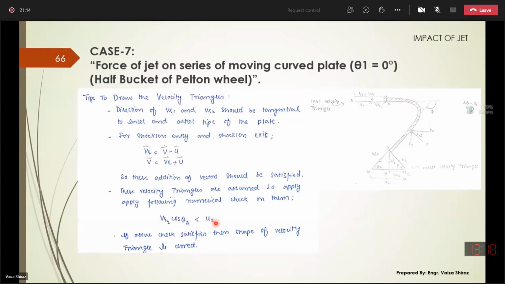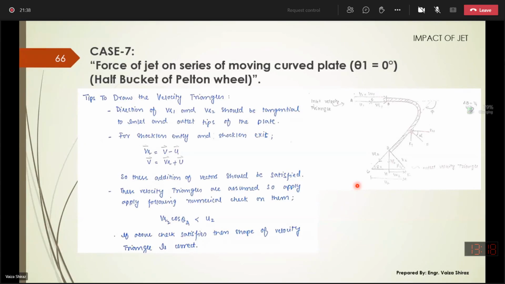If this check is satisfied, when you put the numerical values in the equation and calculate both factors, and VR2 cos theta 2 comes out less than U2, it means that your figure is justified. But if this check is not satisfied, it means that the shape of the triangle you have drawn is not correct. Then you need to modify this. How you have to modify it, I will tell you in the next slide, okay? So this is the additional thing when you are having a moving curved surface.